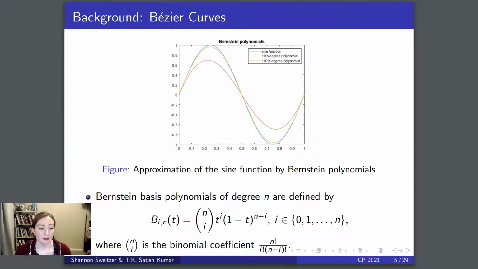Let me now introduce some terminology and notation. The Bernstein basis polynomials are defined by the equation given here, where n choose i is the standard binomial coefficient. The Weierstrass approximation theorem states that any continuous function on a closed interval can be uniformly approximated by polynomials. Bernstein polynomials are actually used in the constructive proof of this theorem. Here you can see an example of a continuous function with various Bernstein polynomial approximations converging to the function.